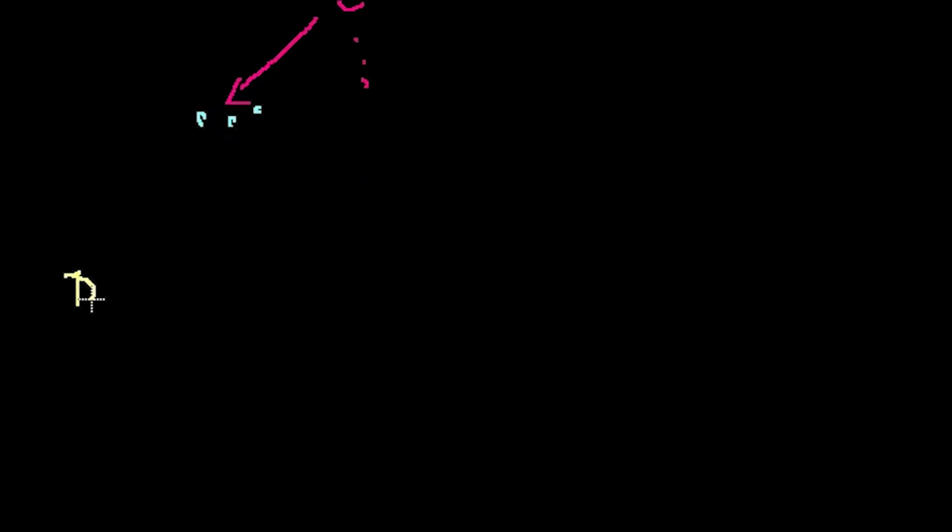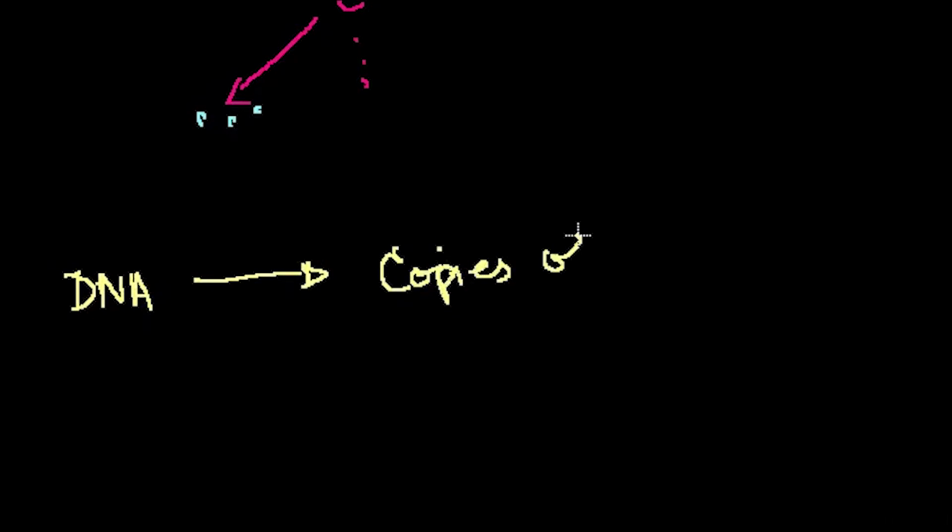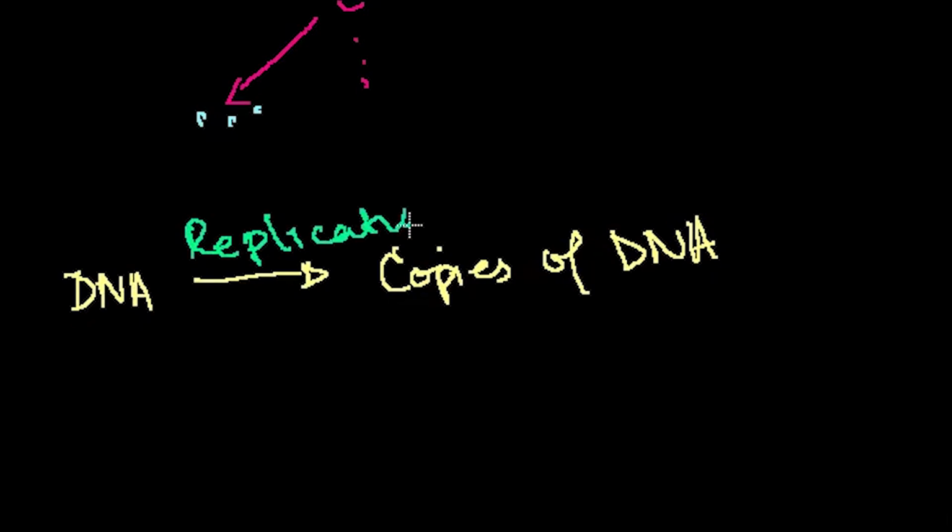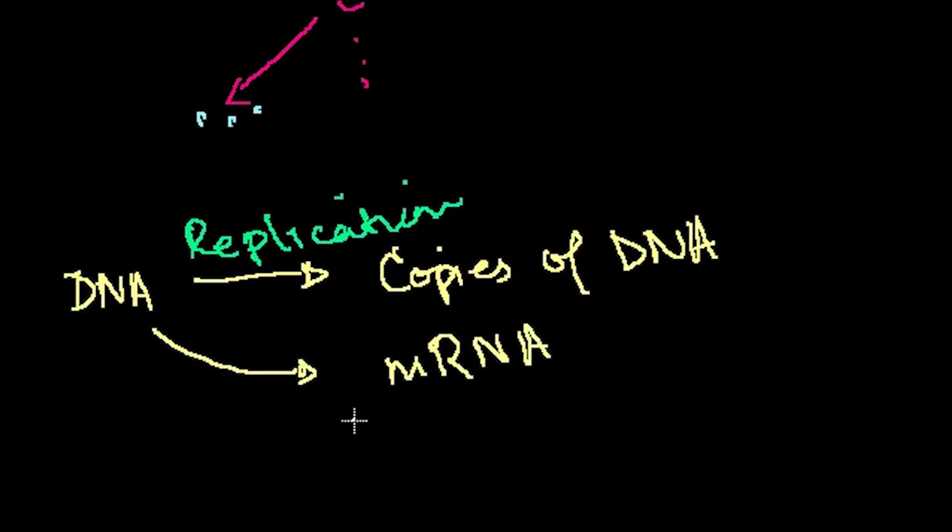So if we start with DNA, and we're essentially making copies of DNA, this is replication. You're replicating the DNA. Replication. Now, if you're starting with DNA and you are creating mRNA from the DNA template, this is transcription. You are transcribing the information from one form to another. Transcription.